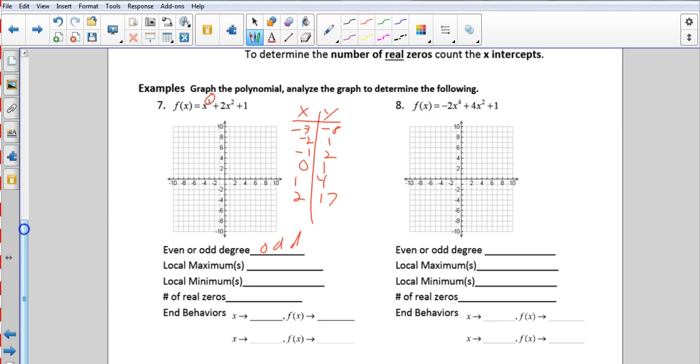So we can put some of these points on here to get a general idea of how it looks. -3, -8; -2, 1; -1, 2; 0, 1; 1, 4; and like I said, 2, 17 is off the chart somewhere up here. So you can see kind of what this is doing. This is going up, coming back down, and going up again.